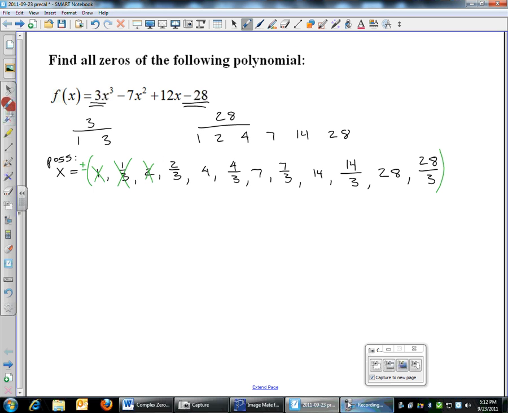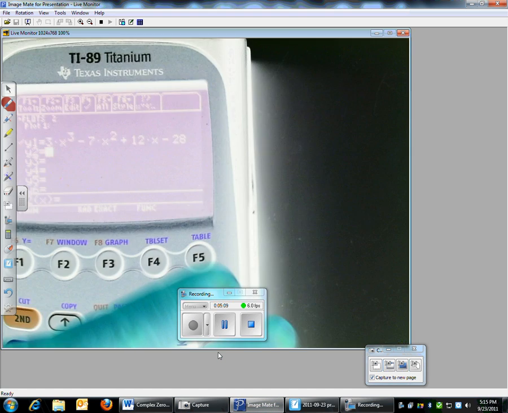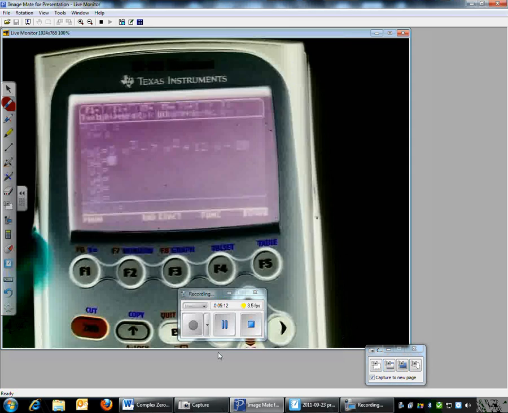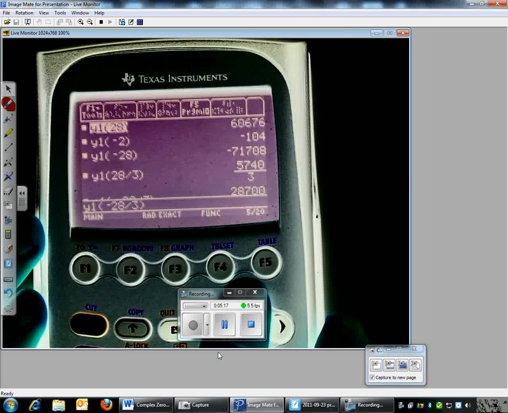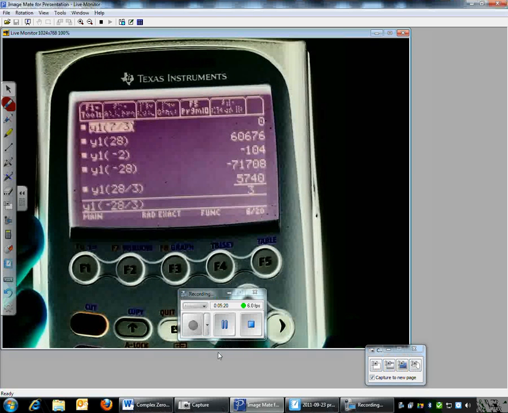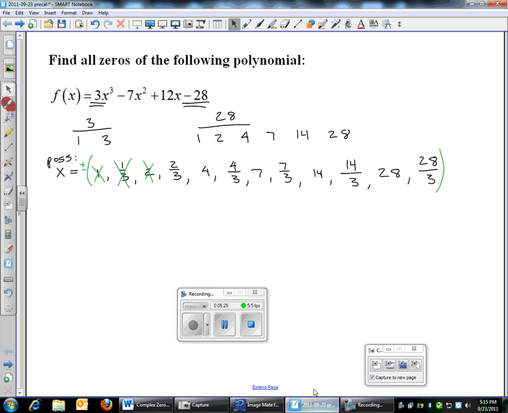I'm going to pause the recording so I find the right answers. I punched them in, and the only one that worked, let's put my calculator back, was 7/3. I got 0. You can see it right up there. So that means 7/3 is the root that works, and that's the only one, which is kind of frustrating. None of the others, none of the negatives, worked. So x equals 7/3 was the only one that worked.